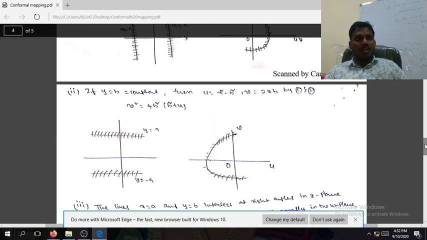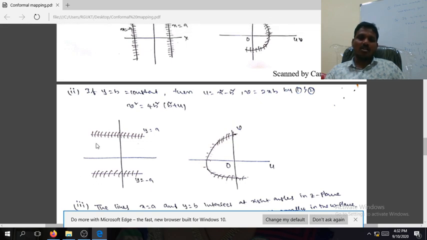So if I take y = b, obviously it is a horizontal line. Sorry, here it is not y = −a, here it is y = b, constant. So if I take y = b here, what is the image here? y = −b. That is a horizontal strip.